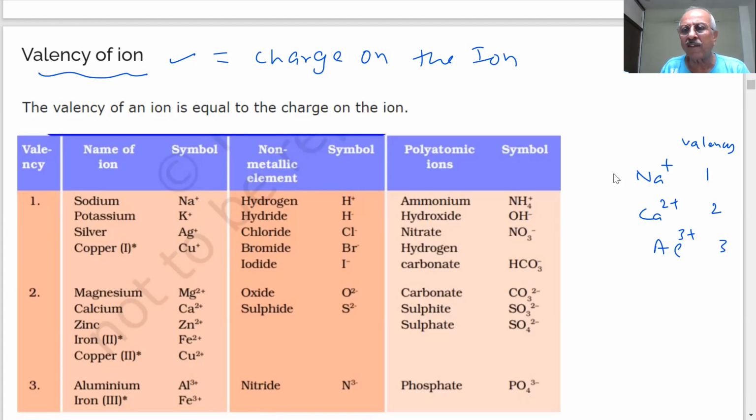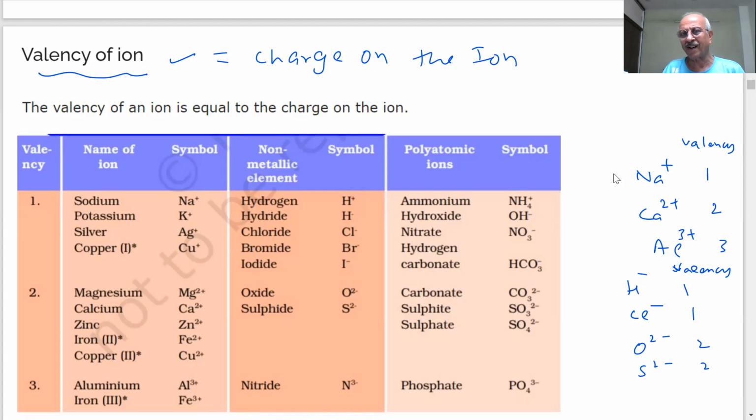Similarly, you have negative ions. If I write H minus, student, this is a negative charge ion. If I write Cl minus, if I write O2 minus, S2 minus, what is the valency here? Minus 1, 1, 1, oxygen 2, sulfur 2. So in this way, student, for an ion, the valency is equal to the charge.